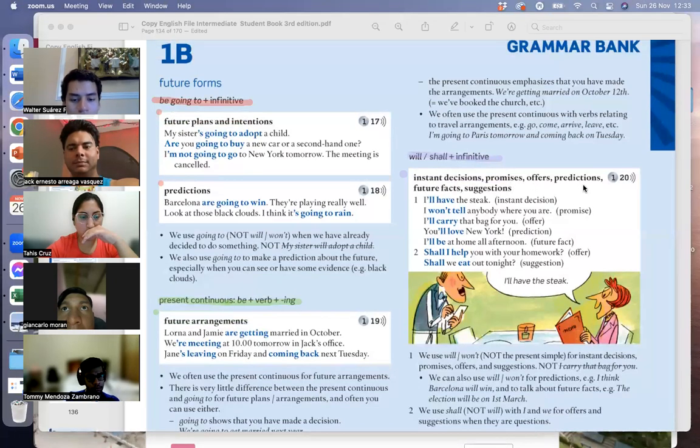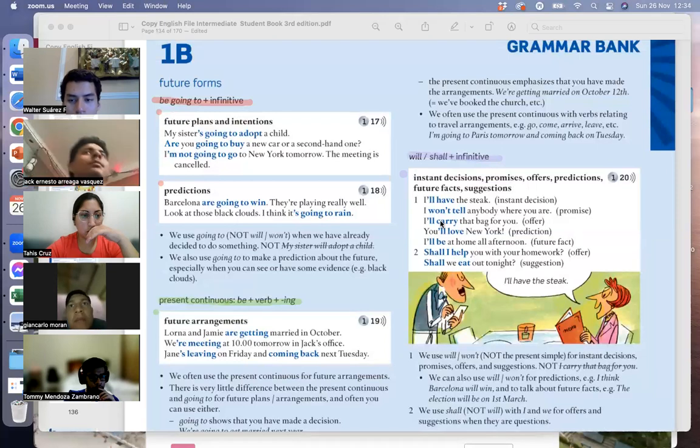Promises, offers, predictions, future facts, and suggestions. So in these kinds of circumstances, we are better to use will plus the infinitive or shall plus the infinitive. So let's look at the examples here. I'll have the steak. Okay, we spoke about this. It's an instant decision. Like I made a decision right now to have a steak in the near future, in a couple of minutes' time.